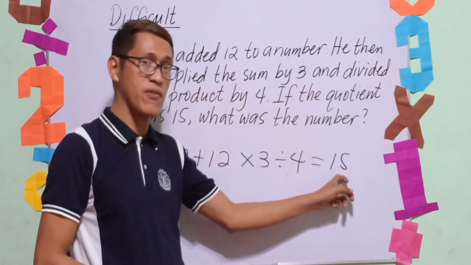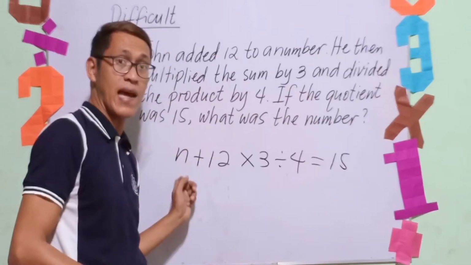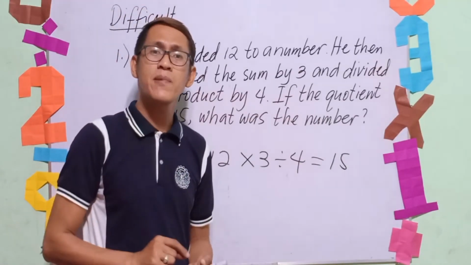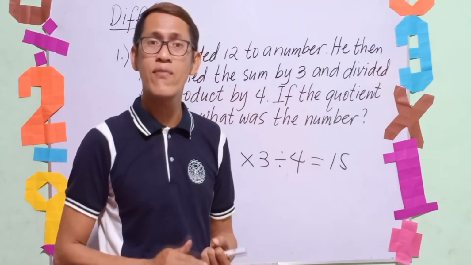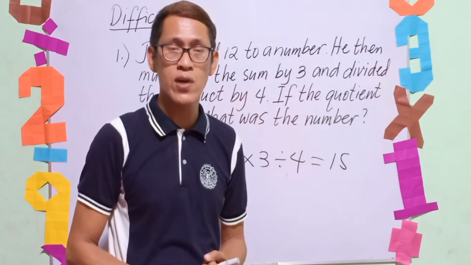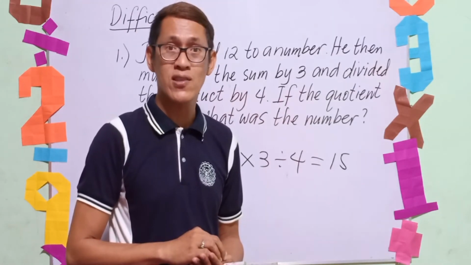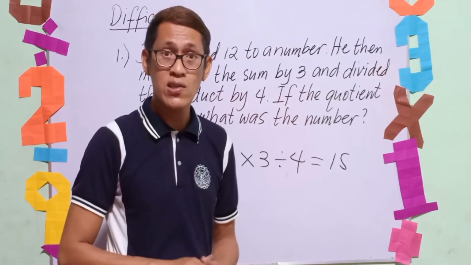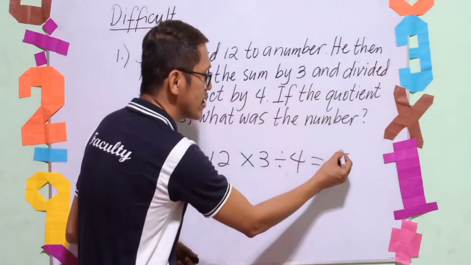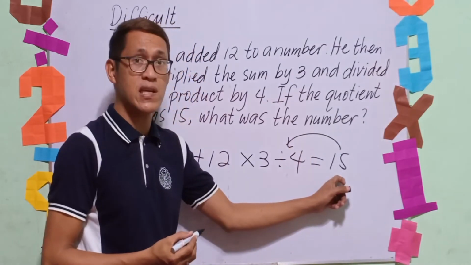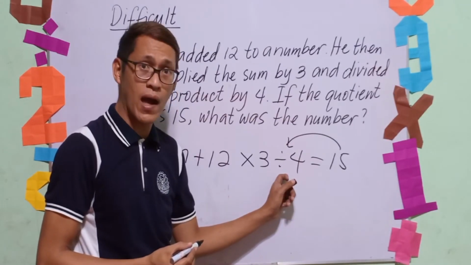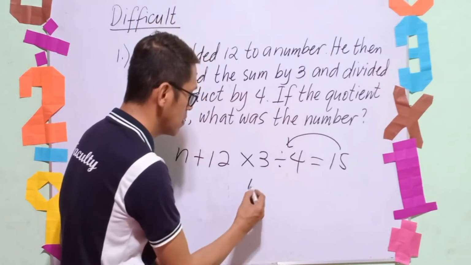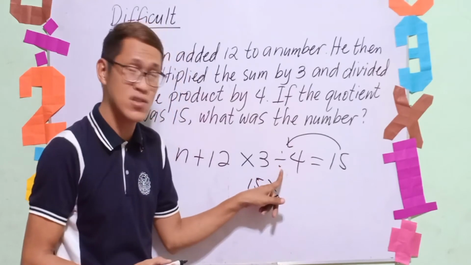So meaning you start from 15, working backward till you get the value of n. But don't forget, when you work backward, multiplication changes to division, or division changes to multiplication. So with addition and subtraction, if it is addition, change to subtraction, or if it is subtraction, change to addition. So let's start working backward. So we have here 15. This is division, right? So instead you divide, this time you multiply. So first is 15 times, since this is division, change to multiplication.